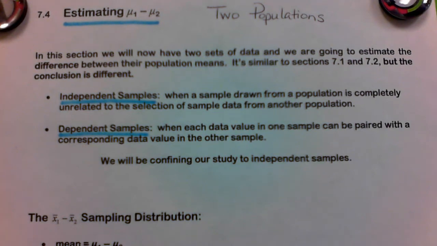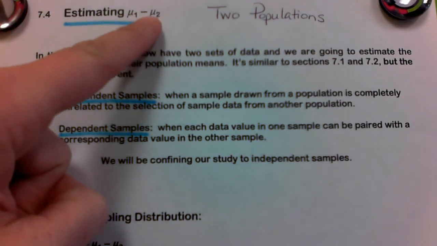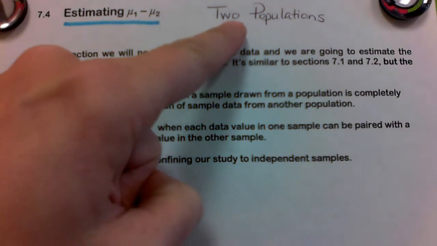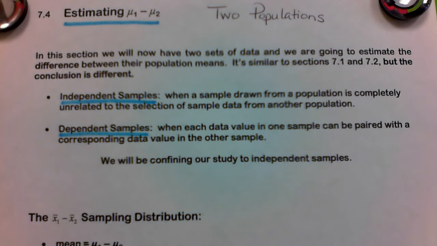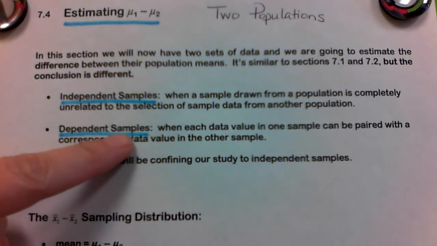Chapter 7.4, which will conclude chapter 7. We're going back to estimating mu, but now we're estimating mu1 minus mu2. The reason for the sub 1 and the sub 2 is that now we have two populations where before we only had one. So there are two different types of samples that we'll look at: independent samples and dependent samples.